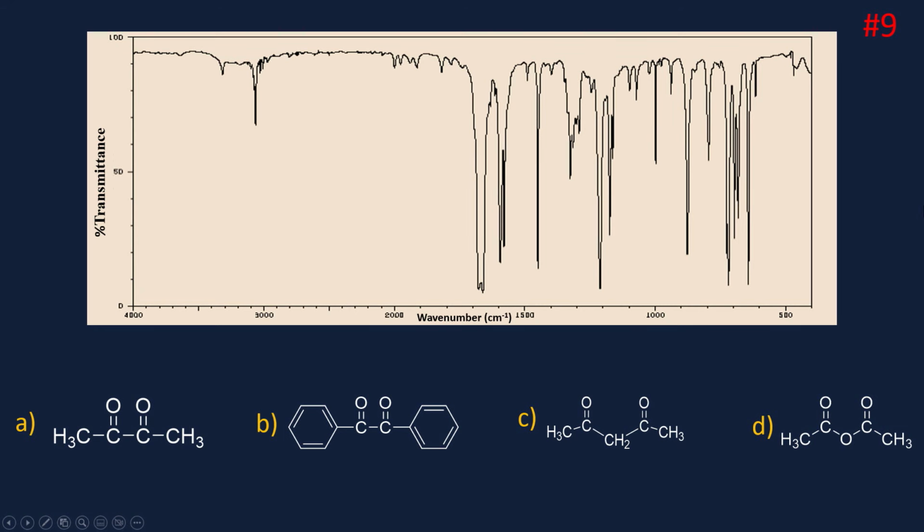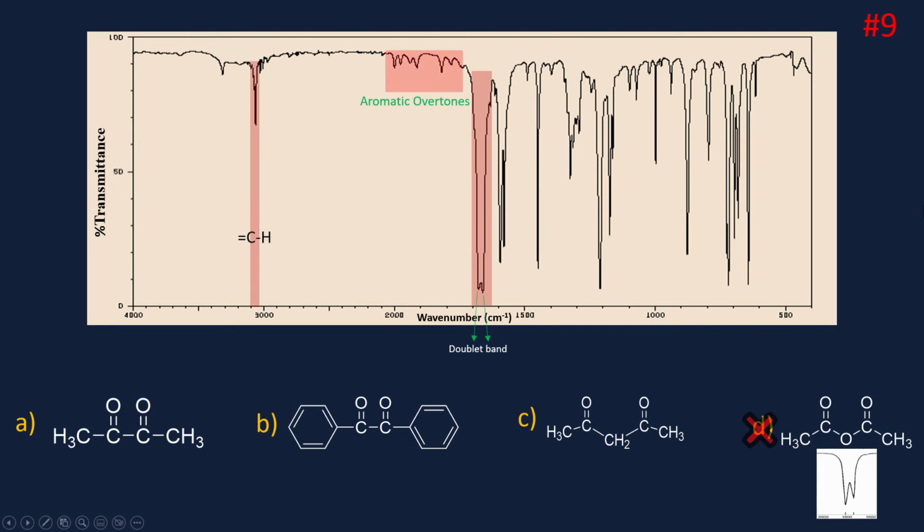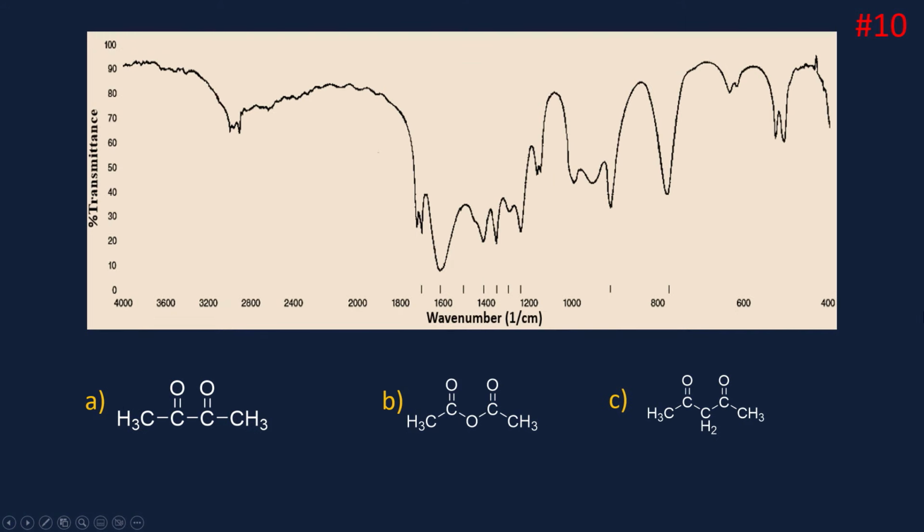Now to the interesting question number 9. Try to guess the answer as you can. Well, there is a clear carbonyl band here, but note that it's split into doublet bands. It's not an acid anhydride, where the acid anhydride has clear, intense, two separate bands. But here, both are nearly in one band. So it's a diketone. So it could be A, B, or C. But in B, there is a benzene ring, and there is an sp2 hybridized carbon hydrogen stretch, so the answer is B.